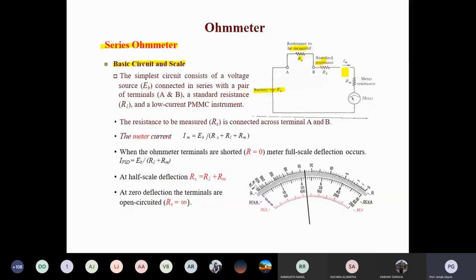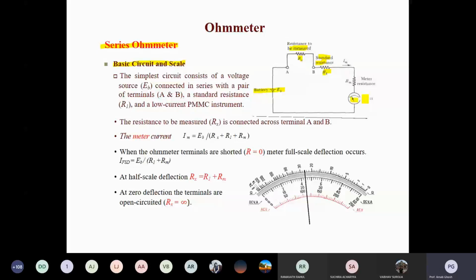For measuring that unknown resistance you need to find out the current value, so both are connected directly and you find out the current value. First you don't know the value of Rx. So Rx and R1 are connected in series. R1 is your standard resistance, so you know the value of R1, but you don't know the value of Rx. And EB is the standard battery, so you know the value of EB exactly.